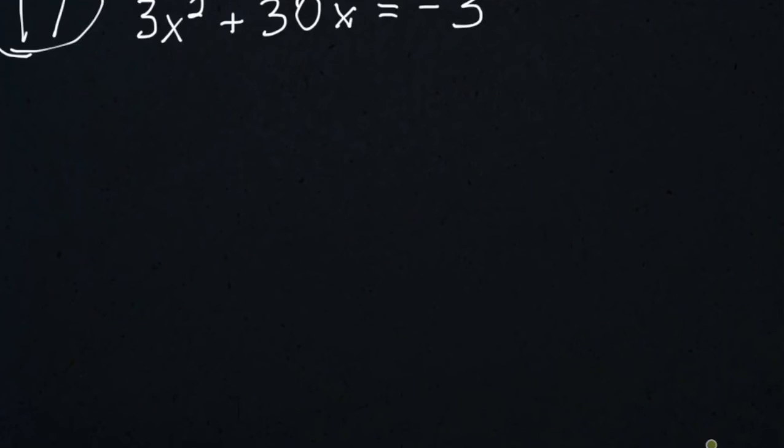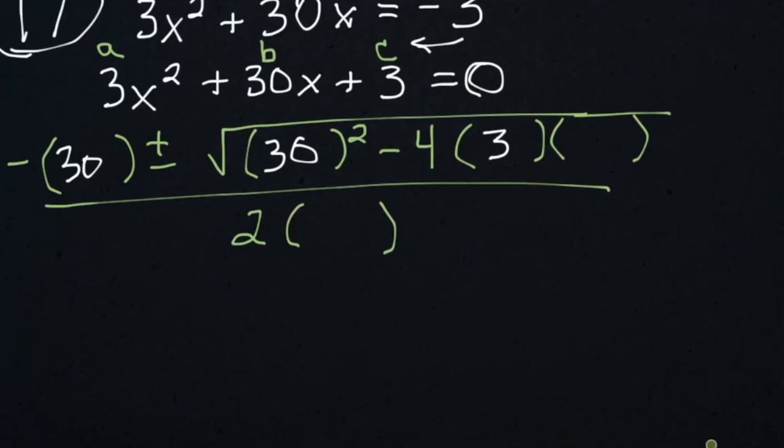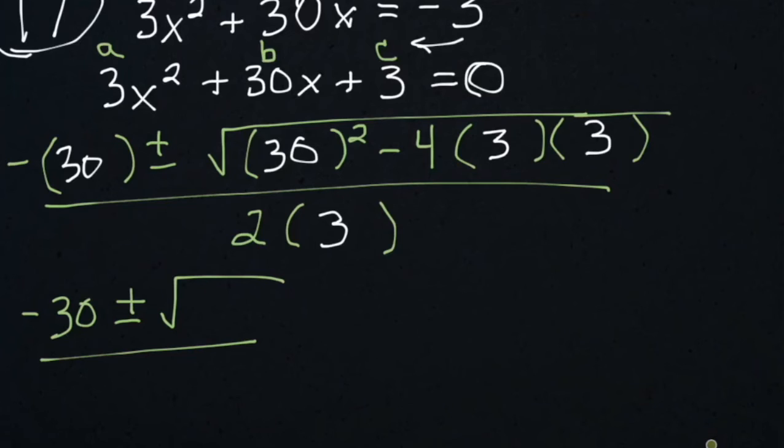Number 17. Is it equal to 0? No. So we have to move the negative 3 over to the other side. We move it by adding it. So I now have 3x squared plus 30x plus 3 equals 0. Now I can label my A, B, and C. Now let's write the formula. B is 30. A is 3. Ironically, C is 3. Negative 30 plus or minus, we'll figure that out in a second, all divided by 2 times 3, which is 6.